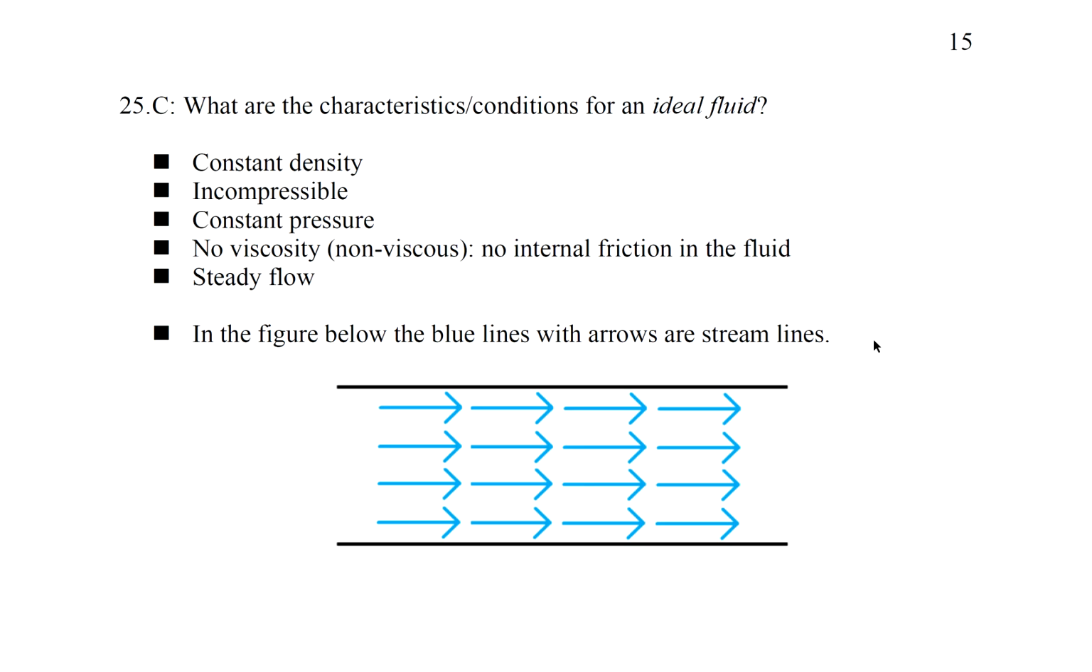Question 25. What are the characteristics or conditions for an ideal fluid? We've got constant velocity, incompressible fluid, constant pressure, no viscosity, no internal friction in the fluid, and steady flow. So this image has streamlines, which are blue.